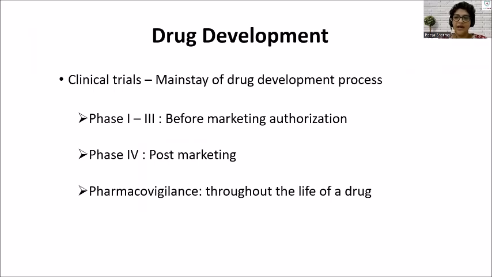So in the drug development process, we've previously read that clinical trials are the mainstay of the drug development process, and they are primarily divided into 4 phases. Phase 1, phase 2, and phase 3 are before marketing authorization, and phase 4 trials or phase 4 studies are post-marketing authorization. Pharmacovigilance is a kind of study that is conducted throughout the life of a drug. We will read about this a little more later.